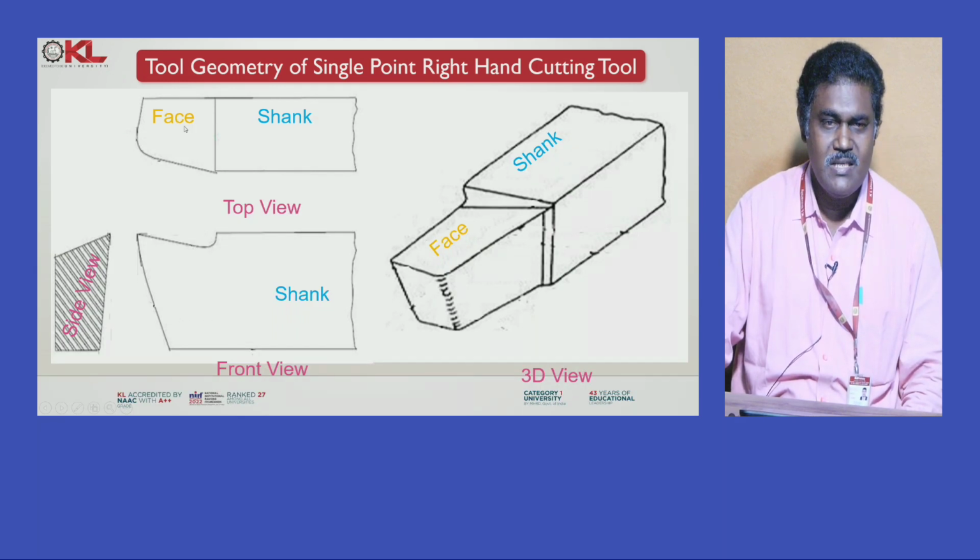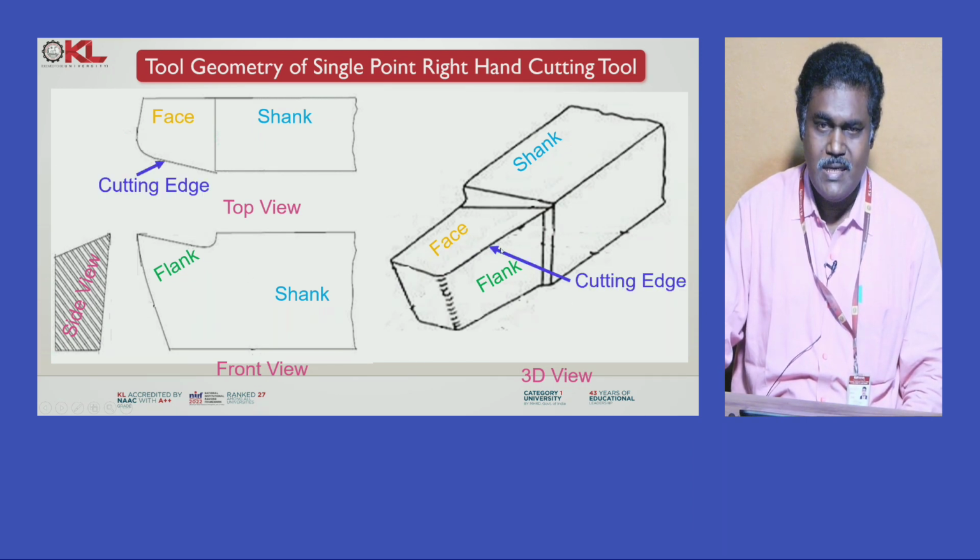You can see that, both in the top view and in the three-dimensional view, that face I want to show. Then the flank, this side face, is called the flank. Here also you can watch it in the front view, that is the flank. Now, this edge is acting as a cutting edge. Main cutting of the material is taking place through this edge. That edge is known as the cutting edge.